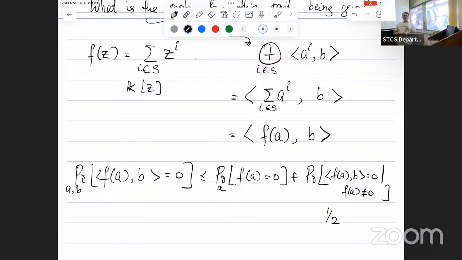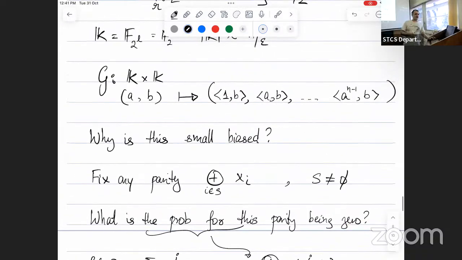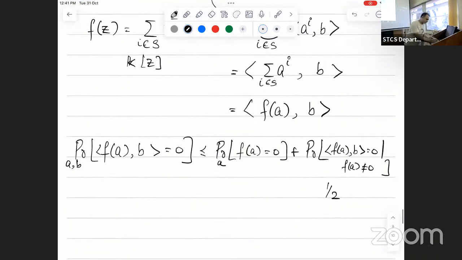And this part didn't use the fact that you had chosen it so carefully as 1 over a square. This part is just the randomness of b. Now the second part is where I want to say f was some non-zero polynomial. Why was it non-zero? Because I assumed that the parity was a non-empty parity. So therefore, the polynomial is a non-zero polynomial.